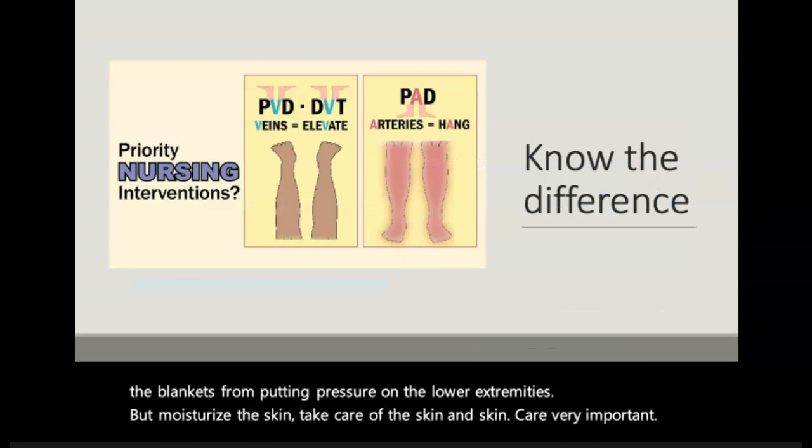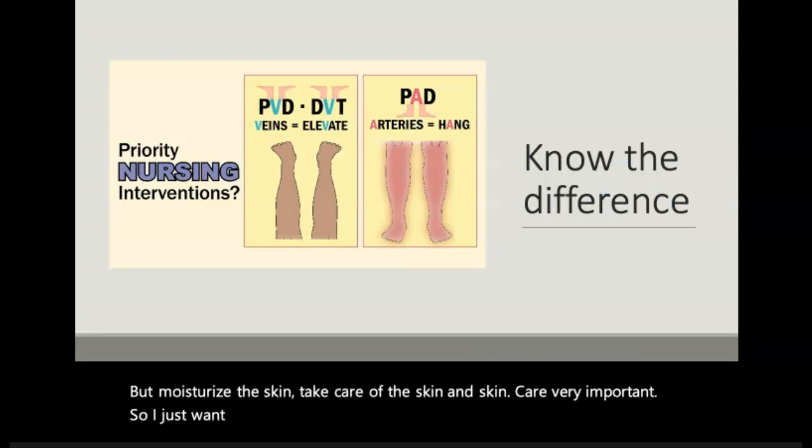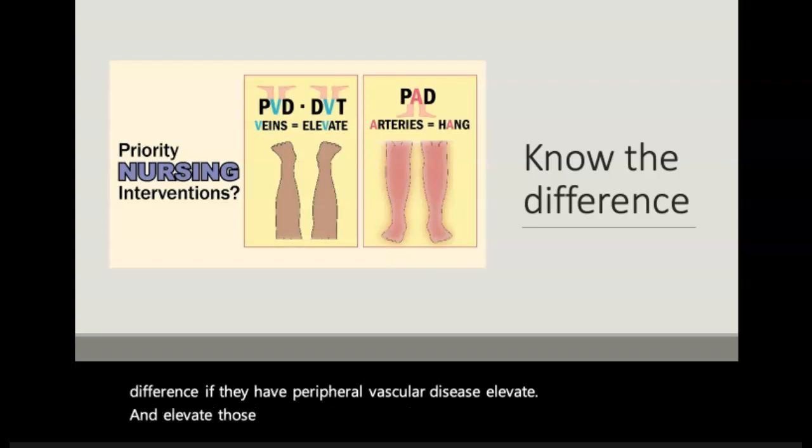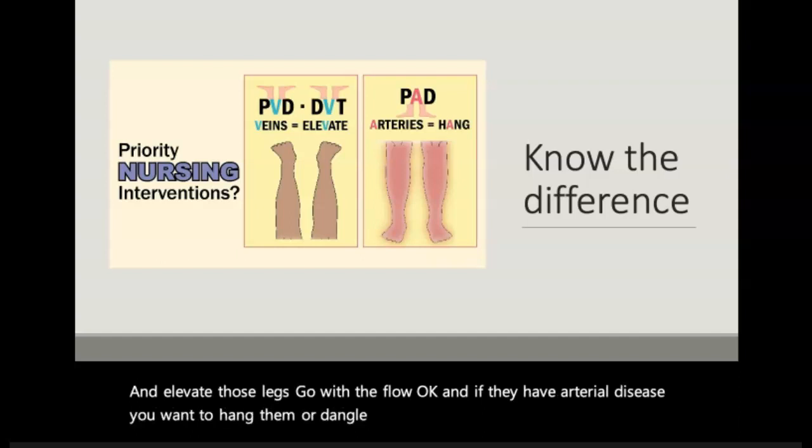So I just want to talk about this again. Priority nursing interventions, so know the difference. If they have venous disease, elevate. Elevate those legs. Go with the flow. And if they have arterial disease, you want to hang them or dangle them at the side of the bed.